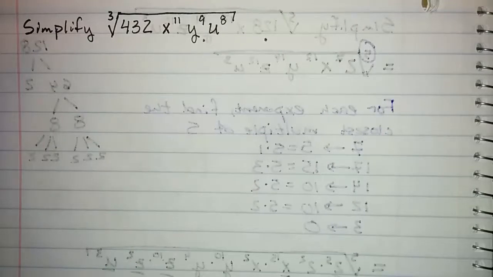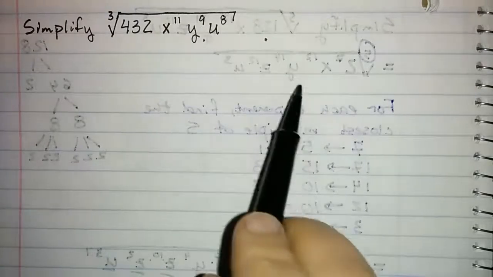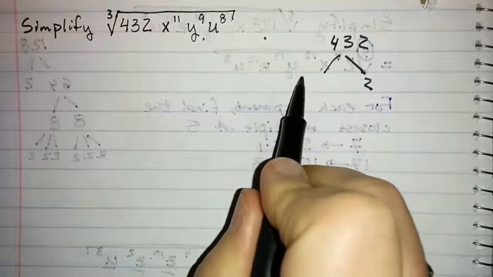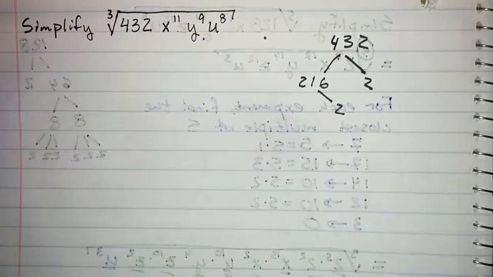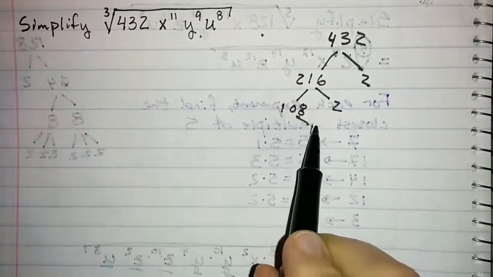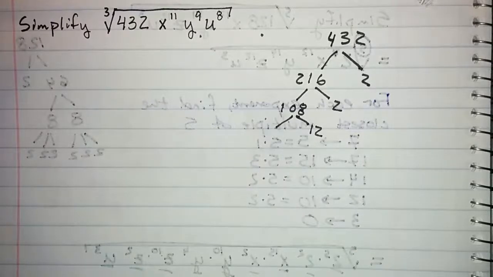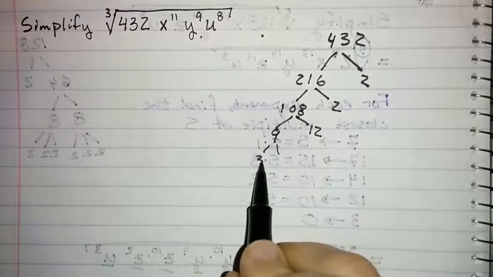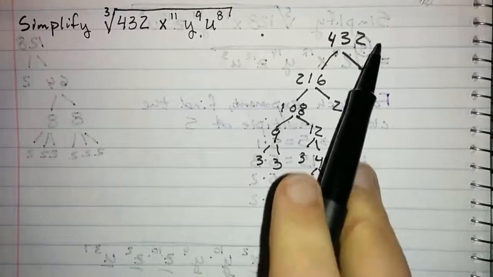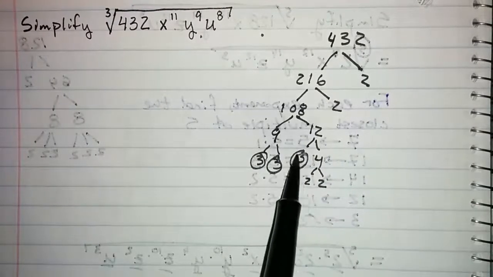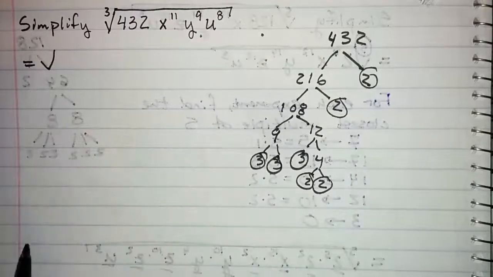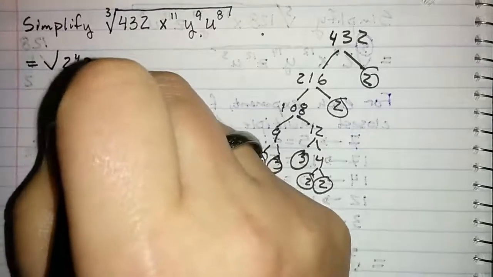All right, so we're going to start by factoring this number into primes. And that looks kind of complicated, but I know that it's an even number, so I'm going to factor out a 2. Dividing by 2, I'm left with 216. That's still even. Dividing by 2 again, I'm left with 108. I happen to know that 12 goes into 108. 108 is 12 times 9. 9 is 3 times 3. 12 is 3 times 4. 4 is 2 times 2. So in my 432, I have 1, 2, 3 threes, 1, 2, 3, 4 twos.